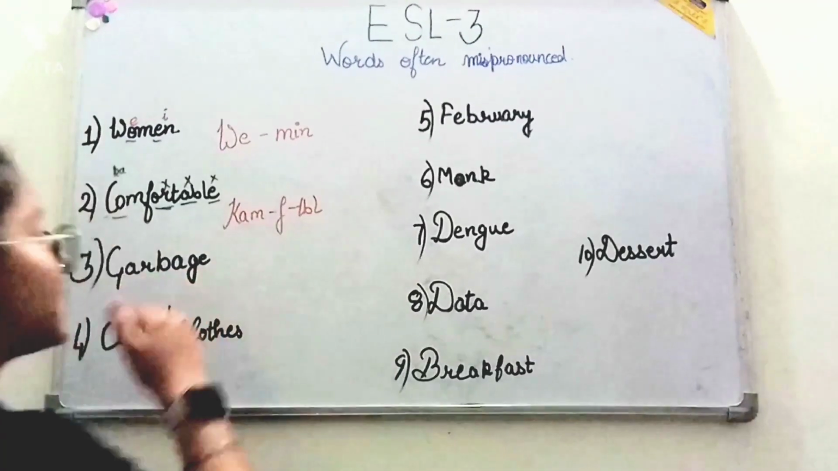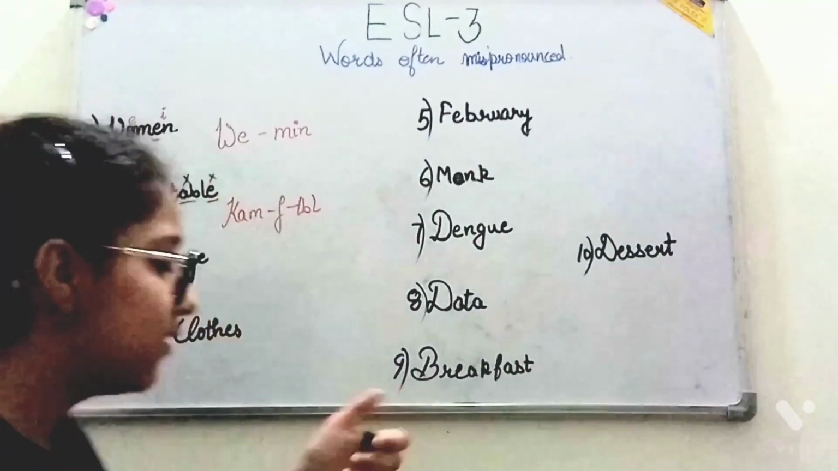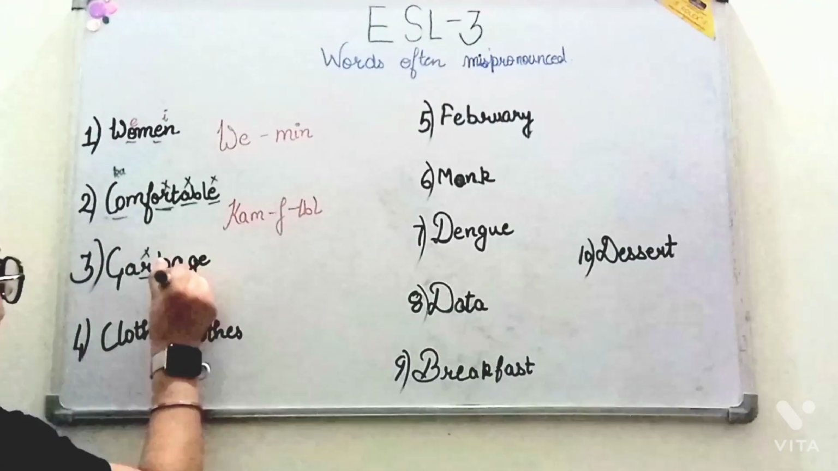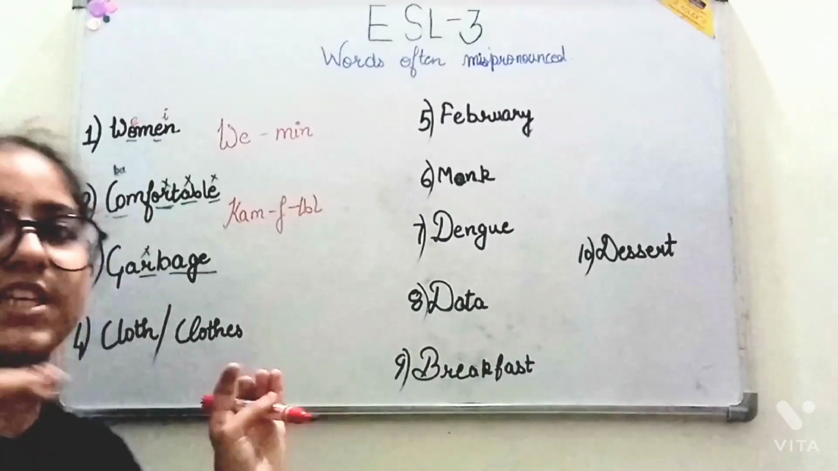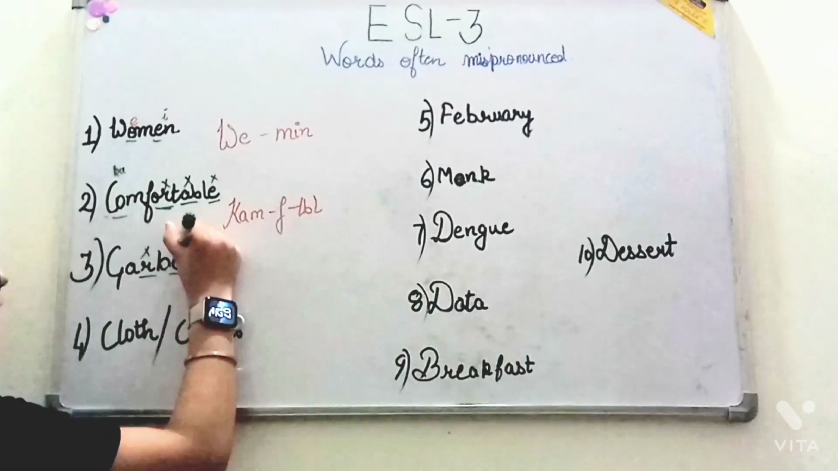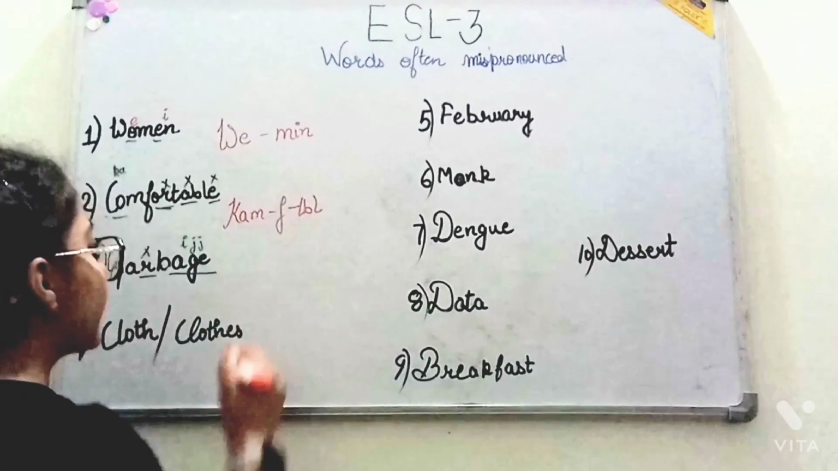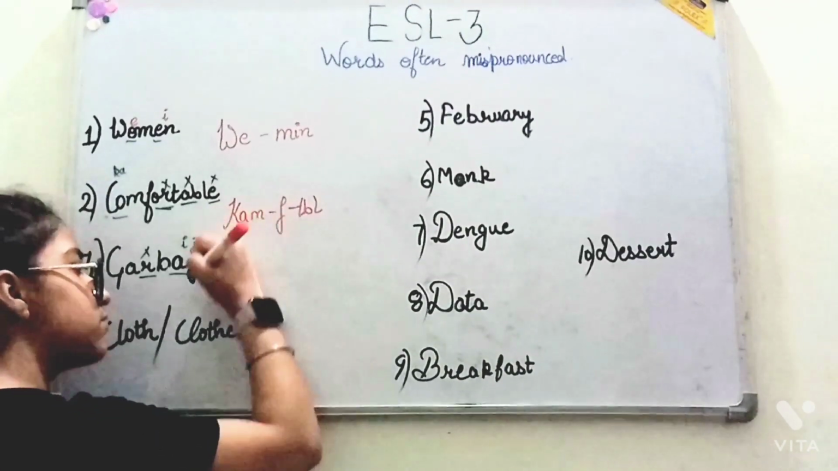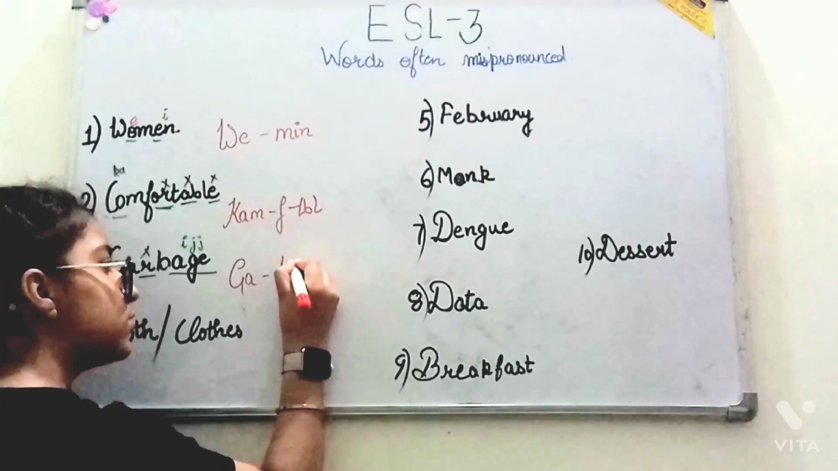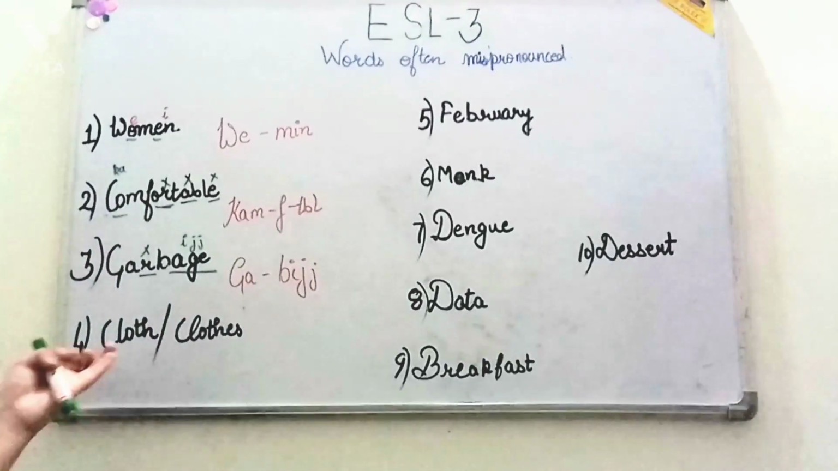Number 3 is garbage. We pronounce it as garbage, which is not correct. Here again the R is silent, and instead of A-G-E, we use other letters. So let's see what it is. It's I-double-J. So it will be pronounced as garbage, right?